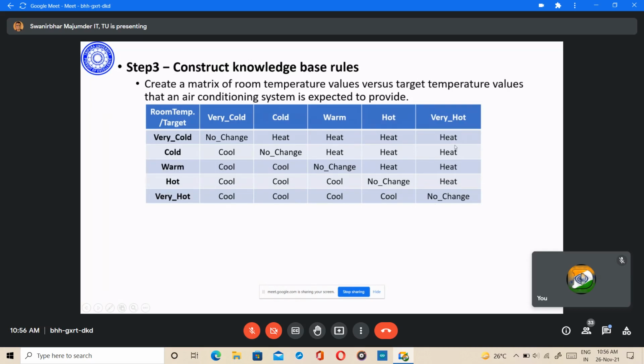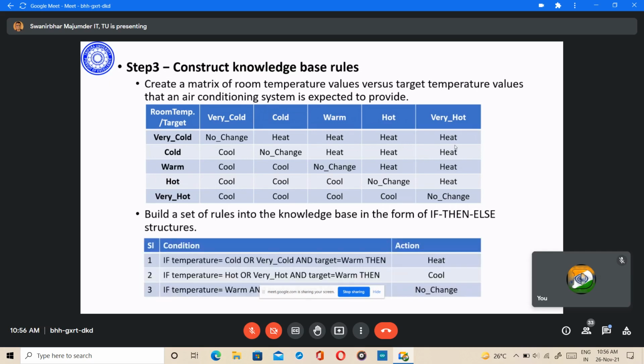You can see the diagonal structure, how the temperature will be changing, and that is irrespective of whether it is for the temperature or any other application. You have to do it in a similar way. So we have to have an if-then-else kind of structure, and we can put an if-then: if temperature equal to cold or very cold and target equal to warm, then heat. Otherwise you will be doing it, say, cool or say no change. You can see how we are having this if-then-else kind of structure or rule here.